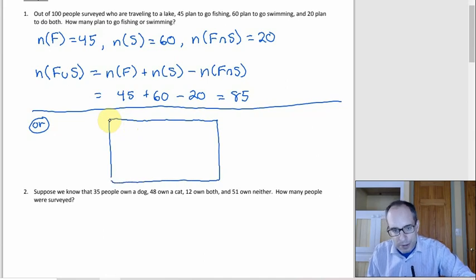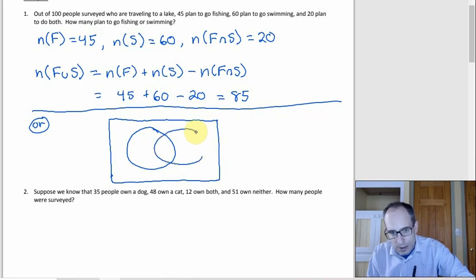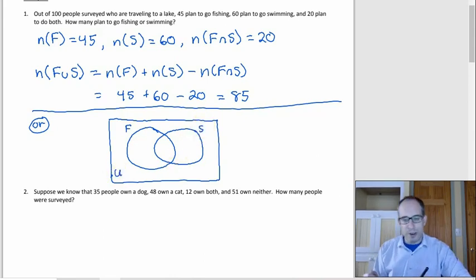All right, so there's our universal set rectangle. And then fishing, swimming, universal set. And when you build the Venn diagram, kind of like when we talked about before how it's better to work inside out, I still think that's true. So I'm going to take care of the overlap first, and that's the both, right? So we know 20 have to go in there, right?